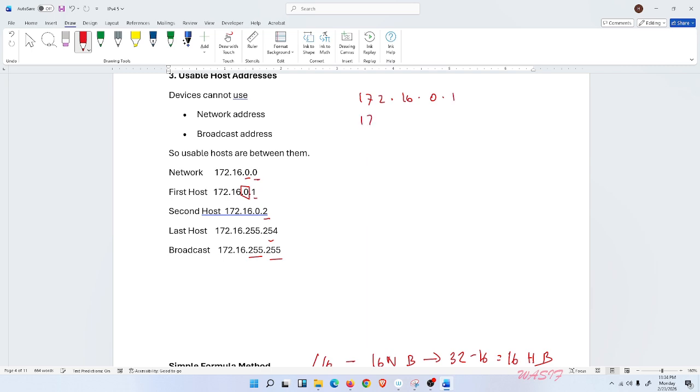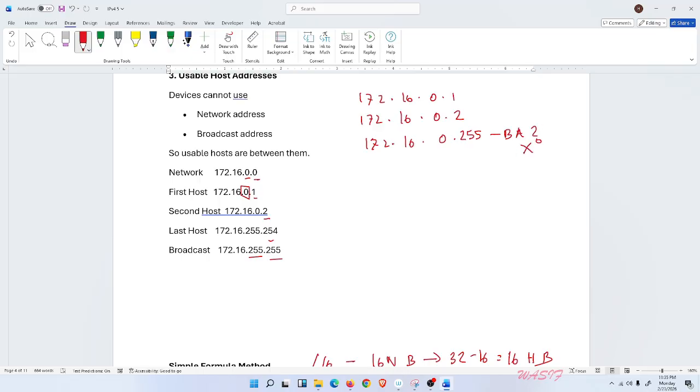172.16.0.1, 172.16.0.2, and so on up to 172.16.0.255. The max it can go is 255. Is this a broadcast address? The answer is no. Why?